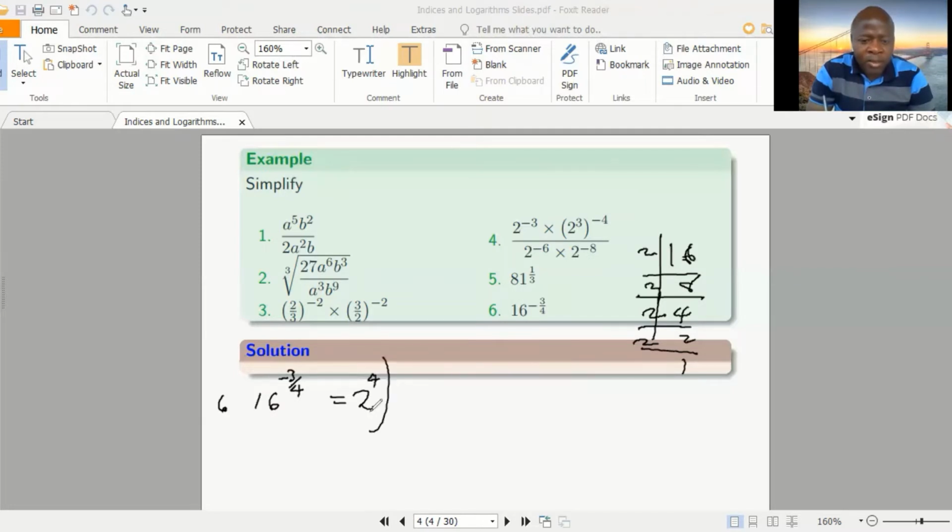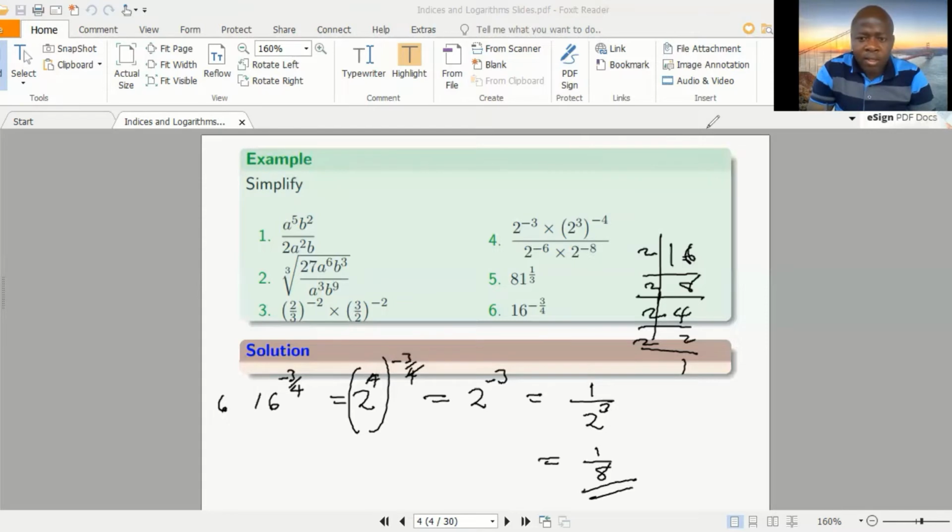And then raise this to negative 3 out of 4. This is the same as 2 raised to negative 3, because 4 will cancel with this other 4. 2 raised to negative 3. Or if you want, you can write it as 1 out of 2 cubed, or you can write it as 1 out of 8. You can write it like that.